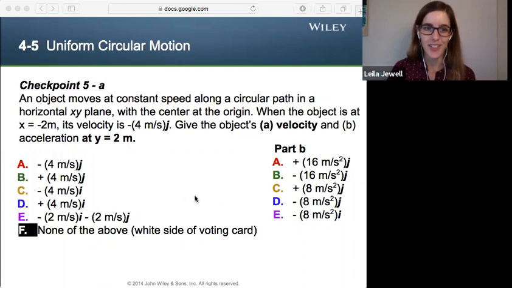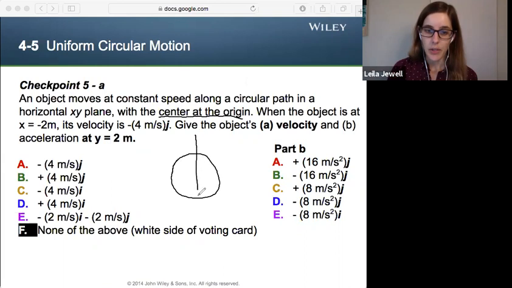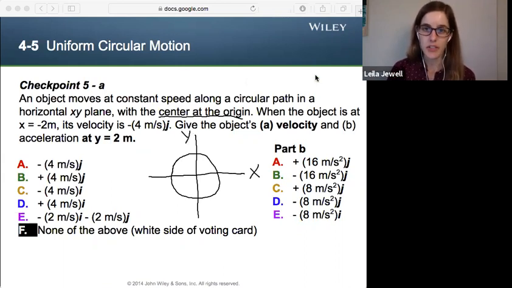I'm gonna hope so. So the first thing that we really need here is a picture. That always helps us. So it says it's a circular path, so I'm gonna draw a circle here. And it also mentions it has the center at the origin. So that tells me I could draw on my axes, my x and y. Great. What other information does it give us here?